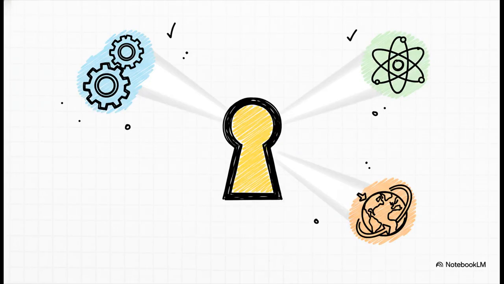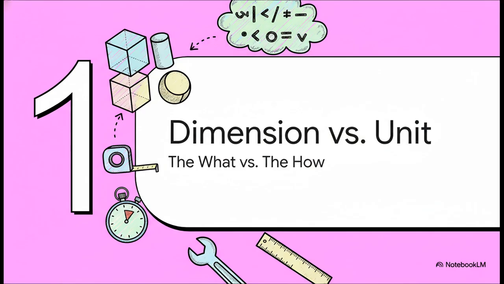The answer actually gets at a really crucial difference in how we measure the world. And it's a difference that's fundamental to, well, pretty much everything. Science, engineering, even just buying stuff from another country. And it all comes down to two key ideas: dimension and unit. The easiest way to think about it is like this. It's the difference between what you're measuring and how you're measuring it.